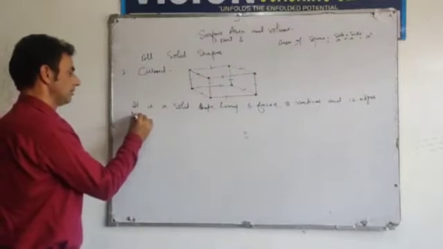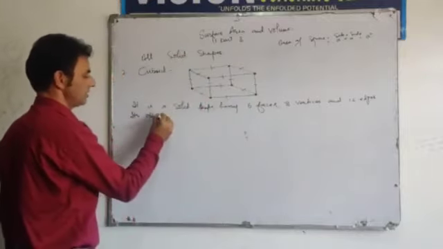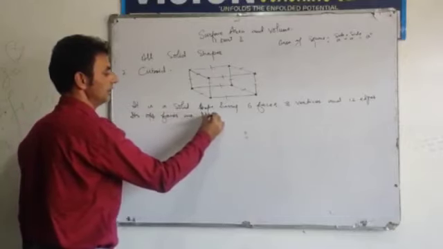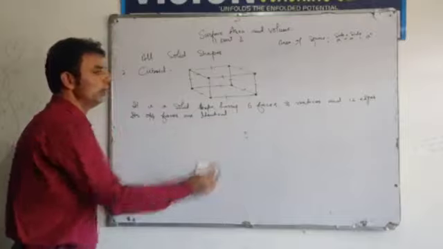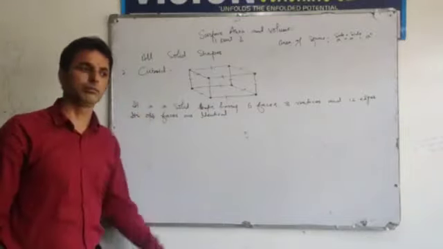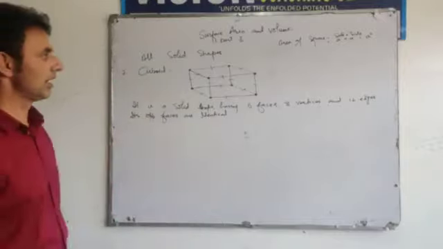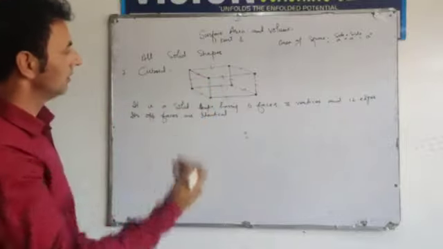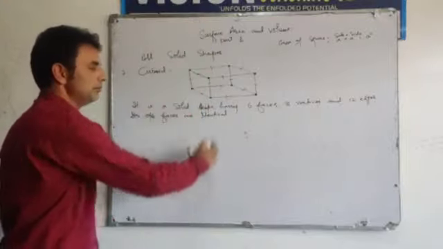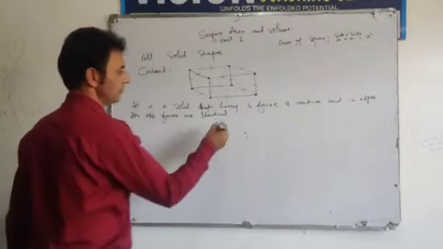Its opposite faces are identical. In the cube we said all its faces are identical, but here in the cuboid I said its opposite faces are identical. Front, back, these are the opposite faces and they are identical. Top, bottom, they are identical. Left, right, they are identical.